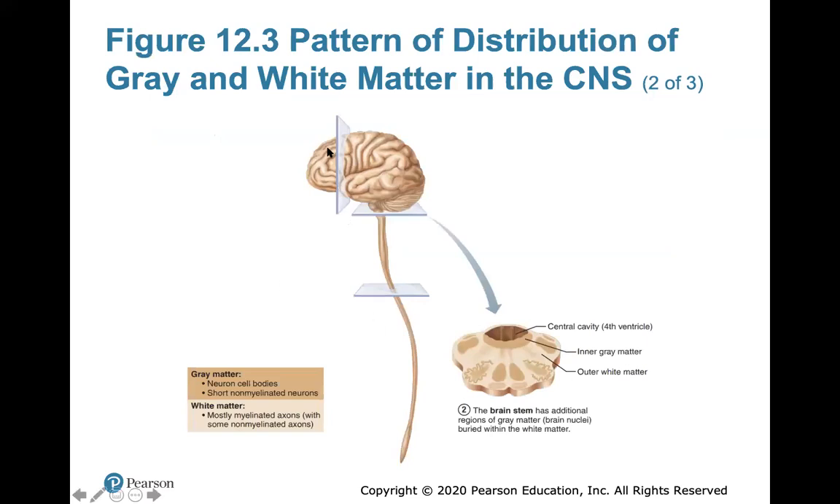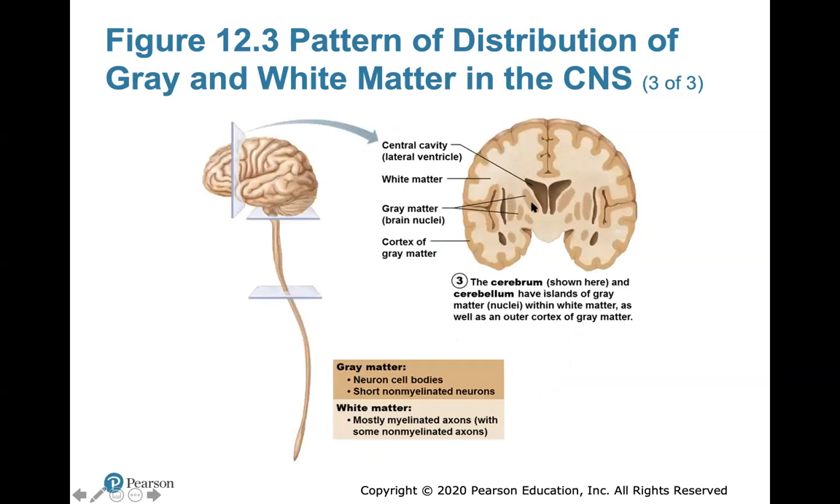So here's a look at the distribution of gray and white matter. If we look at the brainstem, you can see the central cavity, and then you see outer white matter, inner gray matter, but you also see additional regions of gray matter, which are the brain nuclei buried within the white matter. And then here's a look at how the cerebrum distributes its gray and white matter. You see a central cavity, again, a cavity that's filled with cerebrospinal fluid, and then you can see as well the white matter and then the outer gray matter or cortex.